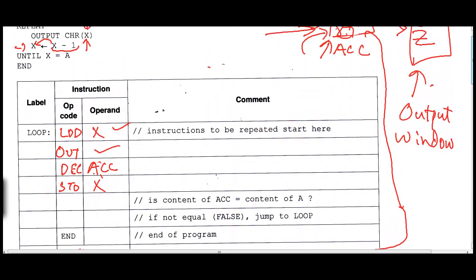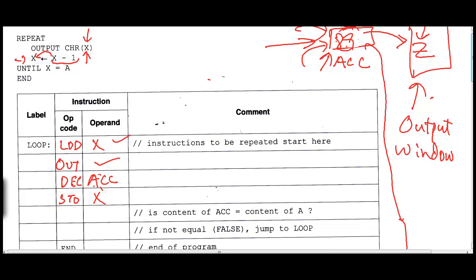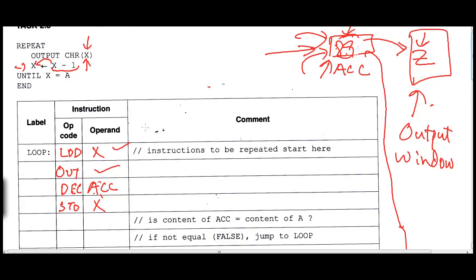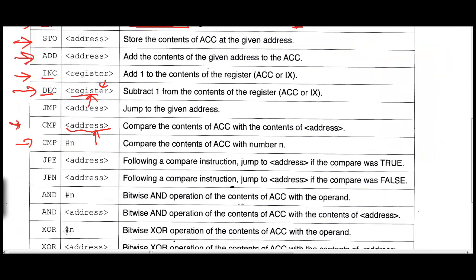Once we've stored this value, we need to check what? We've come to this statement: until X equals A. Now X equals A means compare the value of X to A. For comparison, we have this instruction, comparison with the value that is held at this address. And the address in this case, we are going to say compare with A.